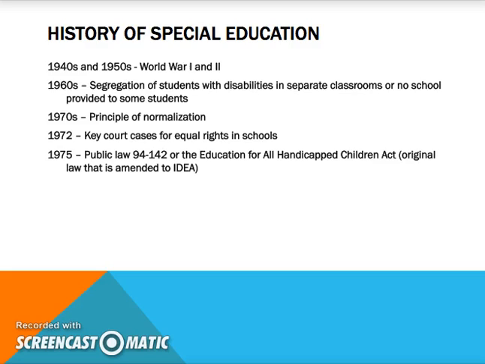So within the 1970s rolls around, this principle of normalization comes about. Essentially, the principle of normalization is this concept that everything should be equal. And so students with disabilities should be provided an equal education, and it should be within the environment and community that they function. So students with disabilities should live, work, and play in the same neighborhood as their neighbor who is typically developing. The principle of normalization was huge during this time period and kind of sparked a lot of the changes that we saw immediately afterwards within the educational system.